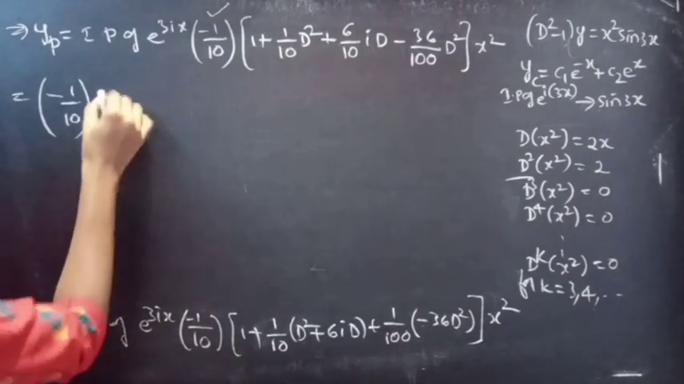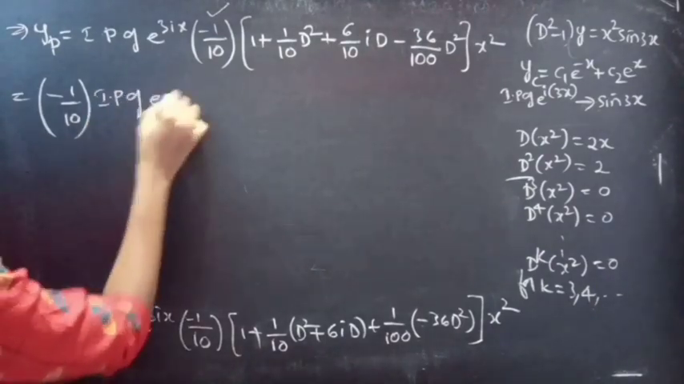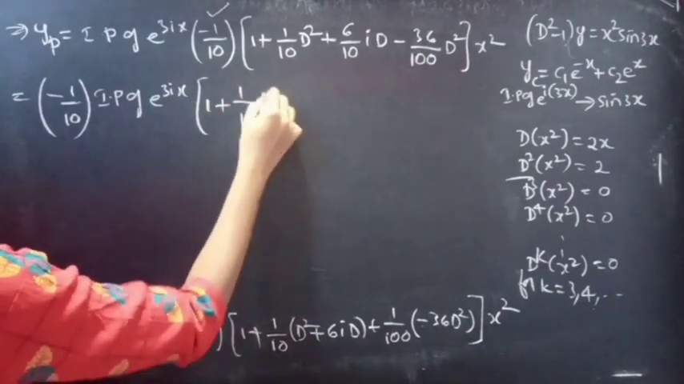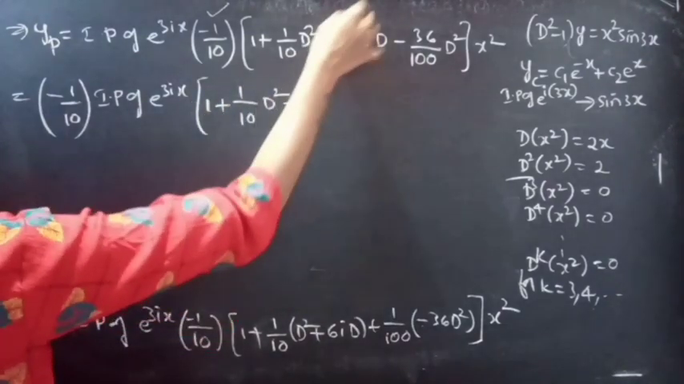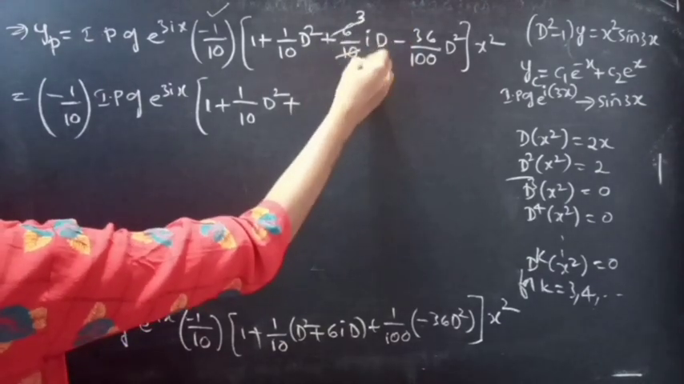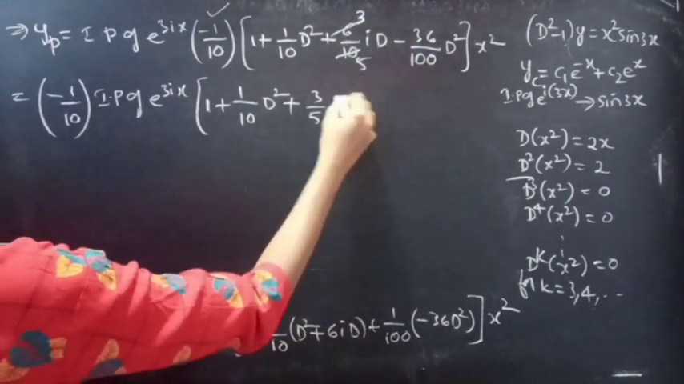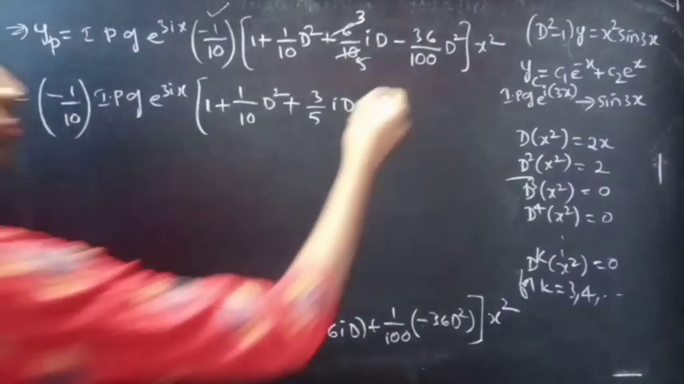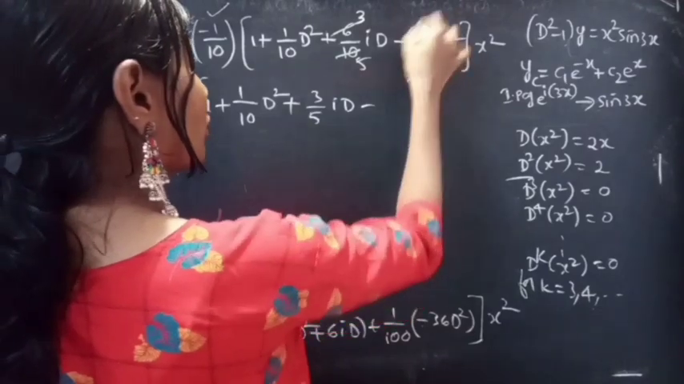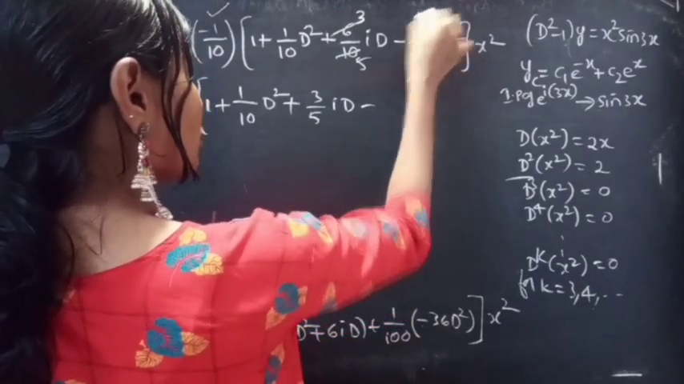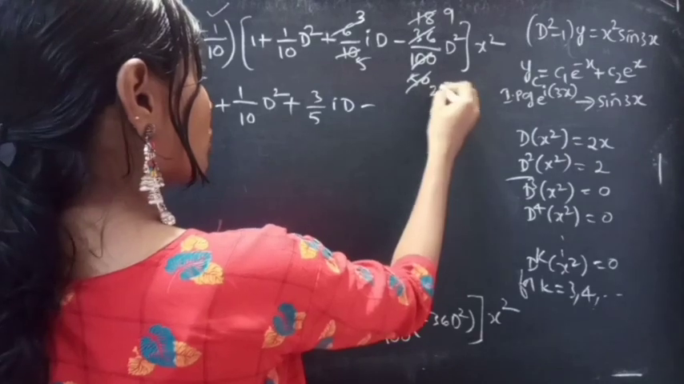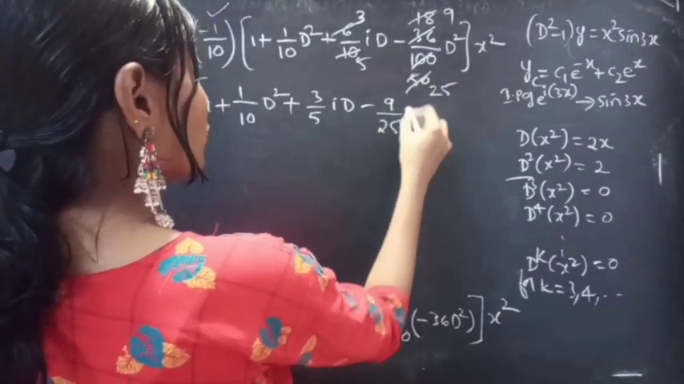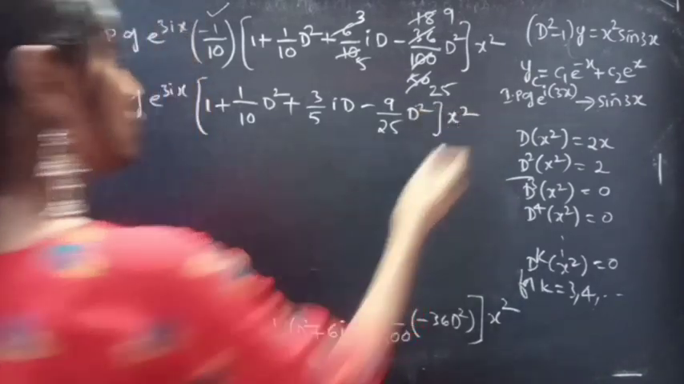Minus 1/10 into the imaginary part of e^(3ix) into (1 + 1/10 d² + 3/5 id − ... 2 threes are 6, 2 fives are 10, so 3/5 id; minus 36/100: 2 ones are 2, 2 eights are 16, 2 nines are 18, 2 twenty-fives are 50, right? We'll get 9/25 into d²) into x².